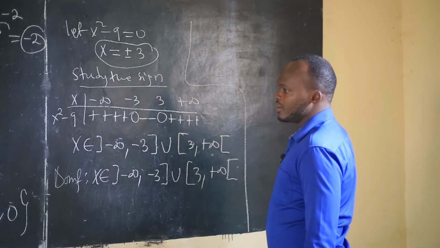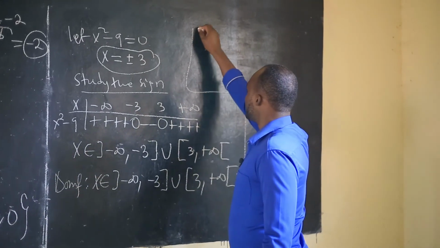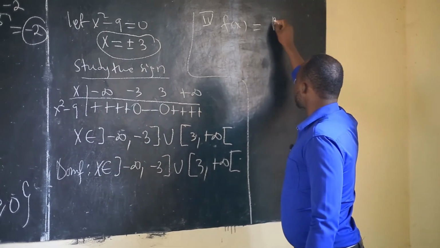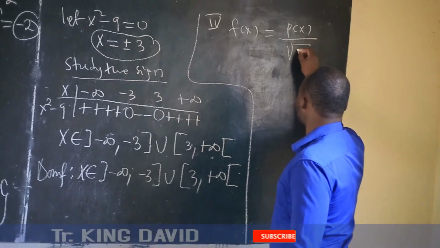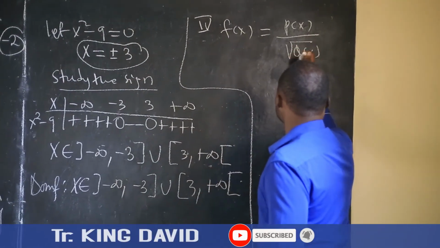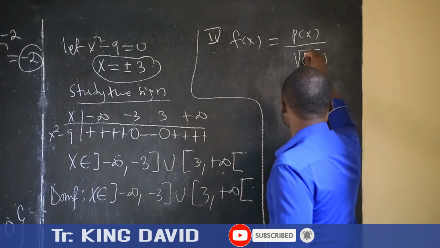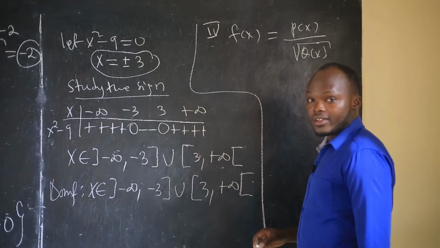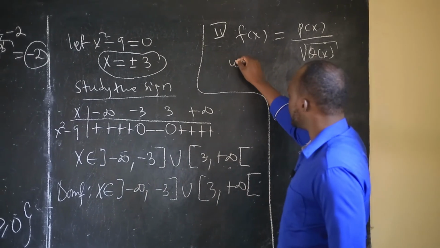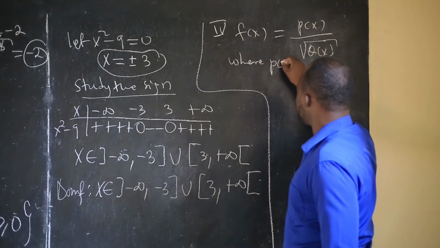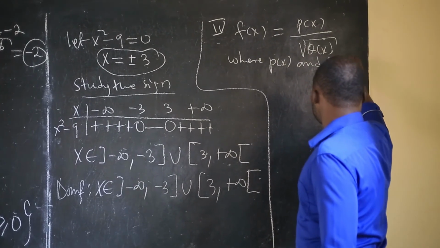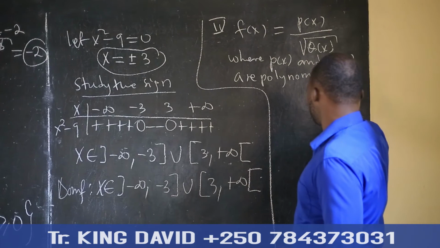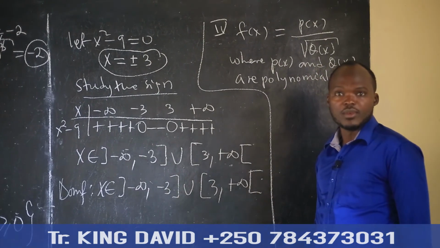Okay, so what if we find that now the condition is like f of x, if you find that our function is p of x divided by the square root of q of x? How can you get the domain? So here p of x and q of x are polynomials. So how can you find the domain of that one?